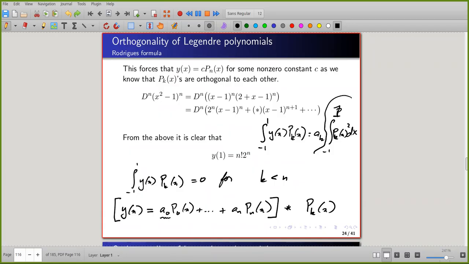Now this quantity is non-zero. We computed the norm square earlier. And this quantity is 0 because k is strictly less than n. And that's what we just proved, right?